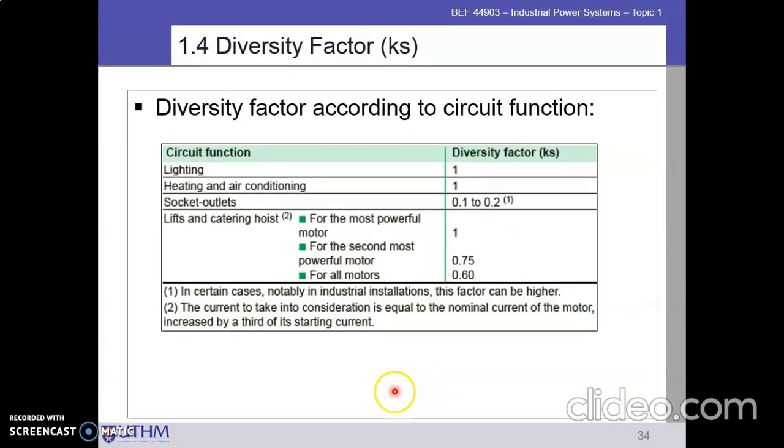This one is the diversity factor according to the circuit function. Lighting, the KS is 1. Heating and air is 1. And socket, 0.1 to 0.2. And this one is for lift. For motor, 1, 0.75, 0.6. In certain cases, notably in industrial installation, this factor can be higher. The current to take into consideration is equal to the nominal current of the motor.